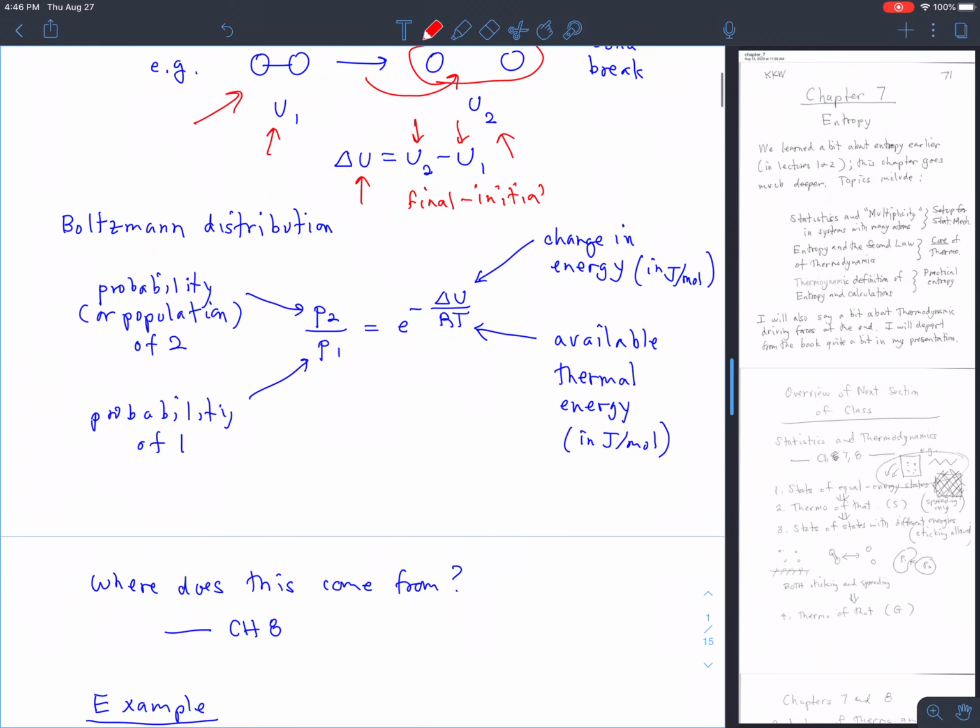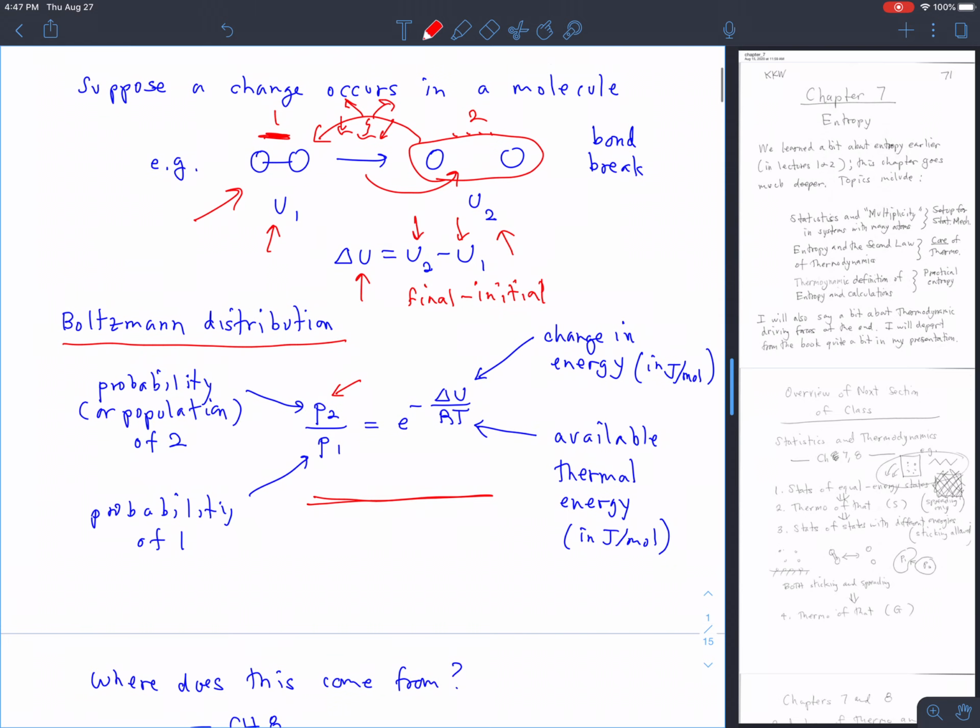It turns out that in these kinds of cases, there is something called the Boltzmann distribution. I won't derive it here. We will derive it later to come to a better understanding of where these kinds of things come from. For the moment, I'm just going to give you the result, and then we're going to do some examples to see how it works. What the Boltzmann distribution in this case says is that the probability of observing state 2 here, the final state, divided by the probability of observing the initial state, the ratio of the two probabilities that took place during the change, is equal to the exponential of minus the change in energy divided by this quantity RT.